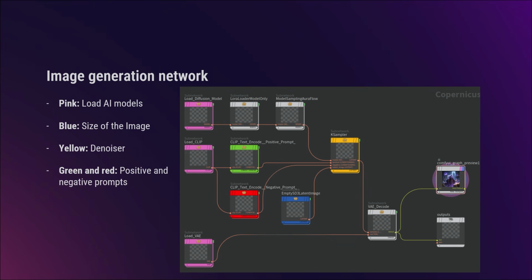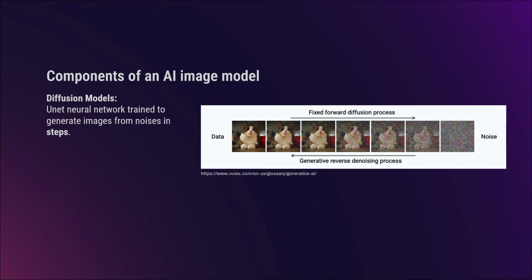We have the green and red nodes that allow you to prompt positive and negative prompts. The yellow one is going to do the diffusion process for us, or denoising of the latent. And then we do the VAE decode to grab the image from the latent into pixel space, and then we just output that image. If you're not familiar with GenAI or ComfyUI in general, what are diffusion models?